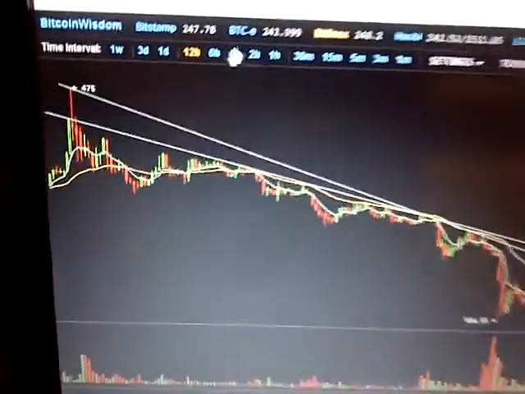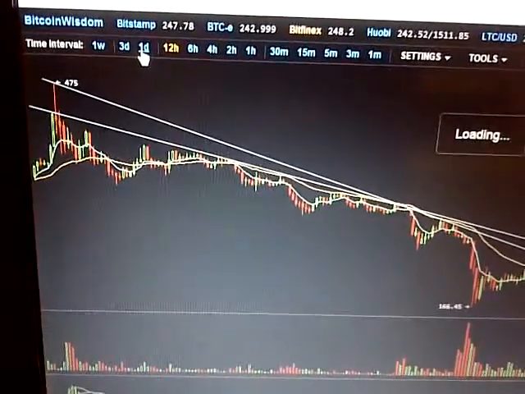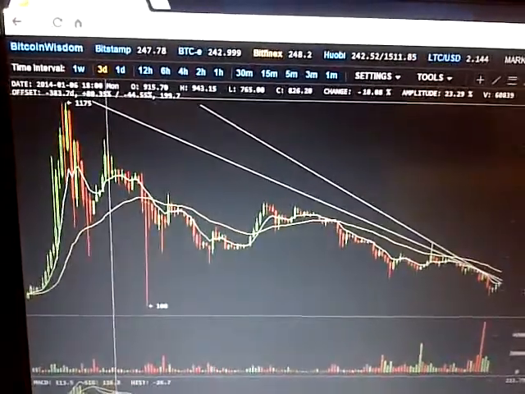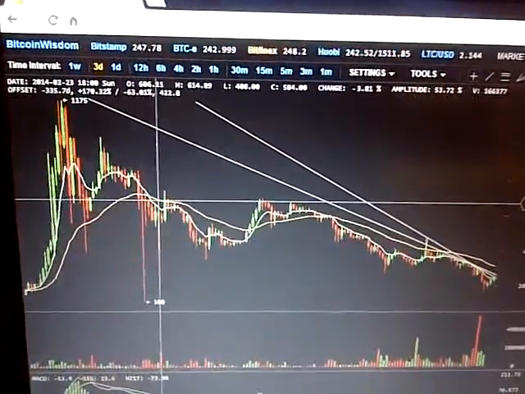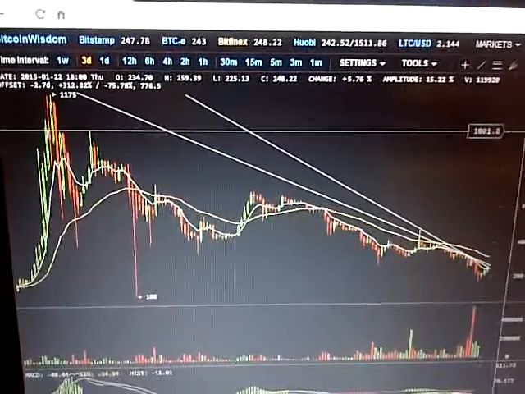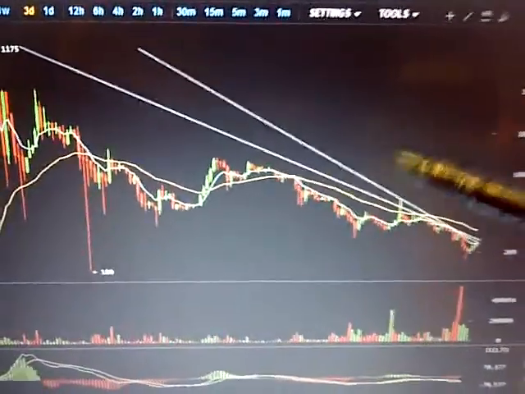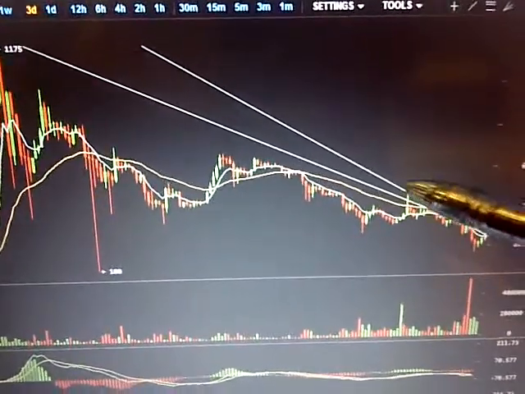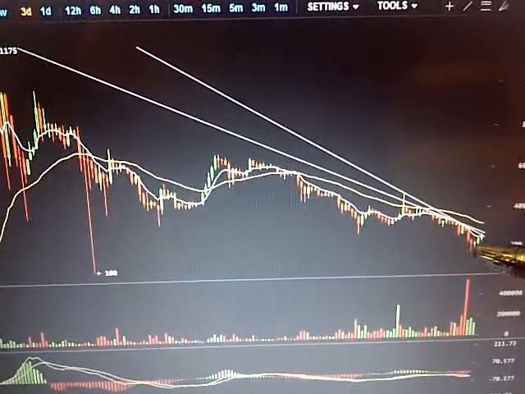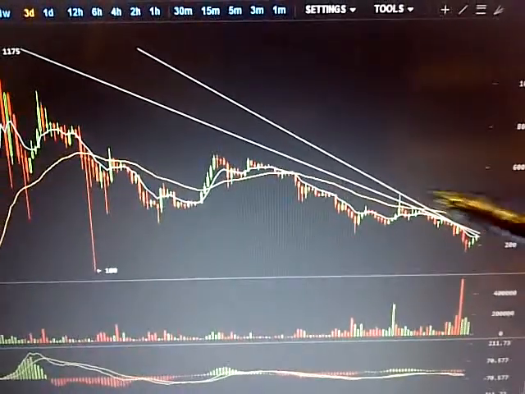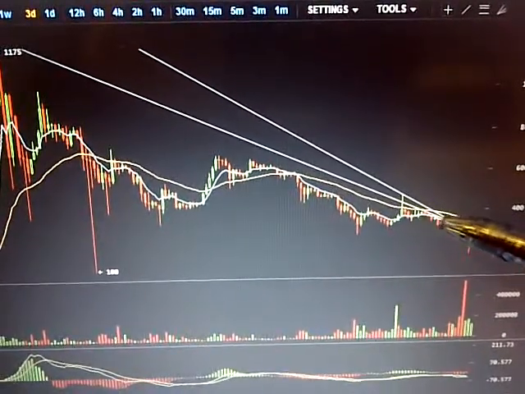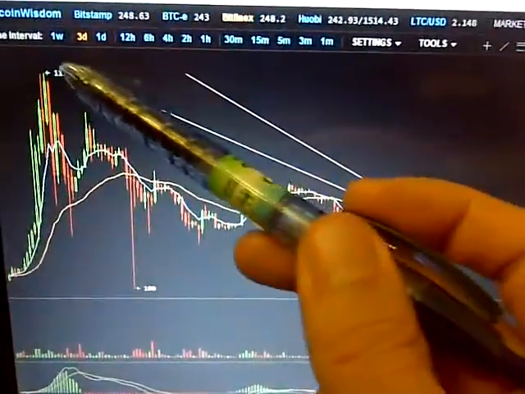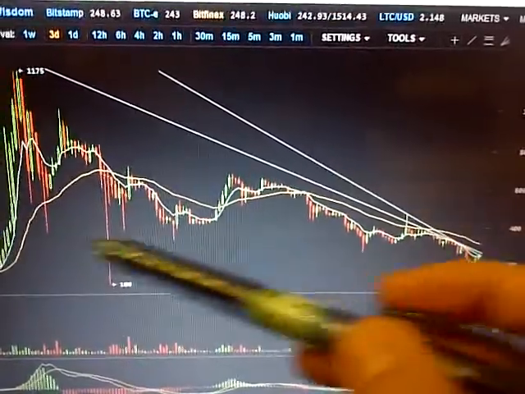So I was on a 12-hour. Let's go back to a day, and let's go back to 3 weeks, and then there you go. So as you can see, if you pull back far enough, you'll see that this top line and whatever is down here is just showing this short-term range here. Of course, it broke through out of that. So if you pull back, you'll see that this line here is more closer to this triangle that we're all talking about.